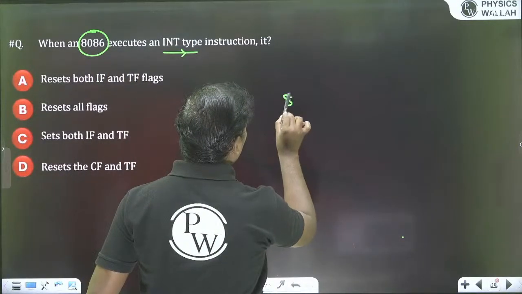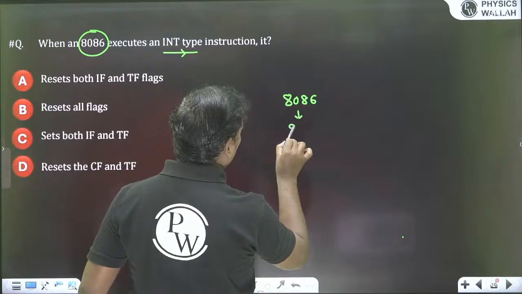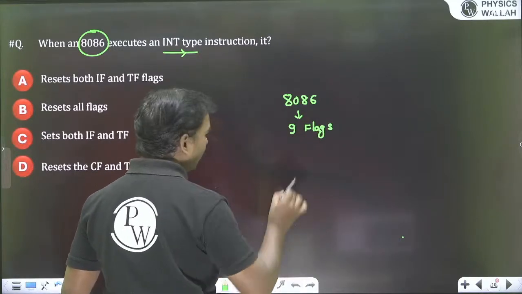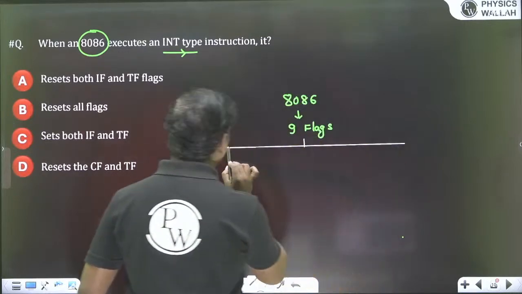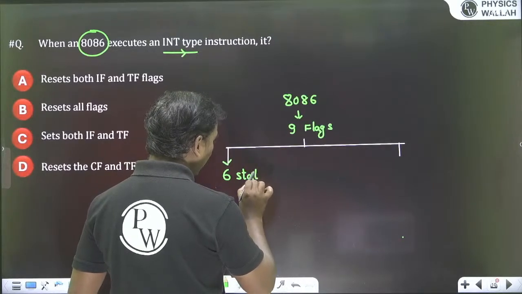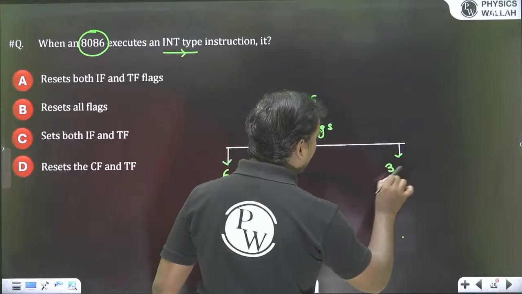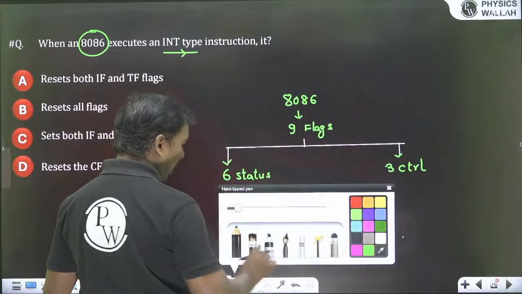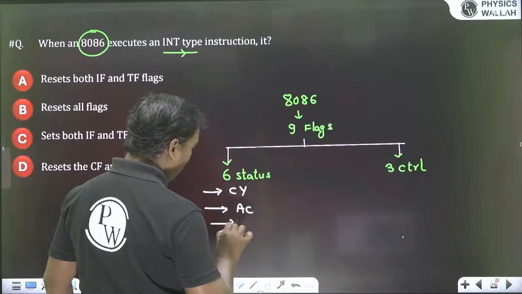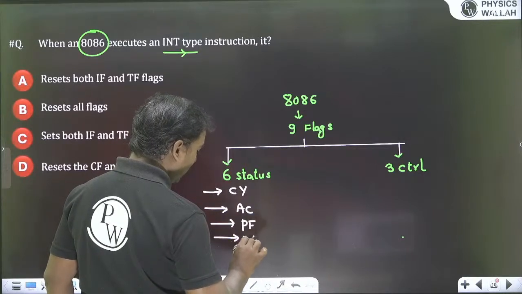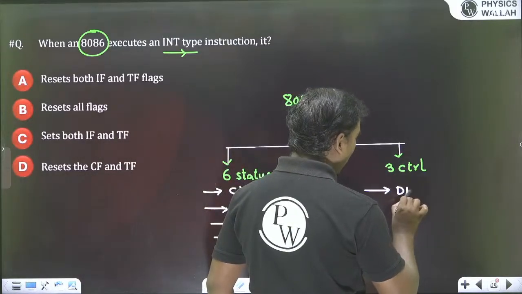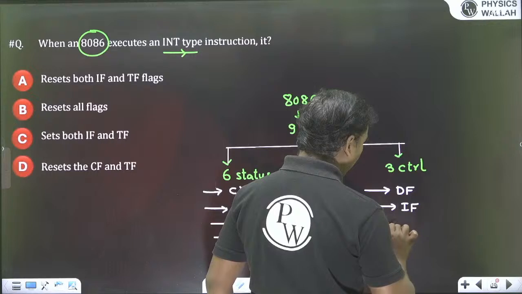In 8086, we have a total of 9 flags. Of the 9 flags, 6 are treated as status flags and 3 are treated as control flags. What are the status flags? They are the carry flag, auxiliary flag, parity flag, zero flag, and sign flag. The control flags are the direction flag, interrupt flag, and trap flag.